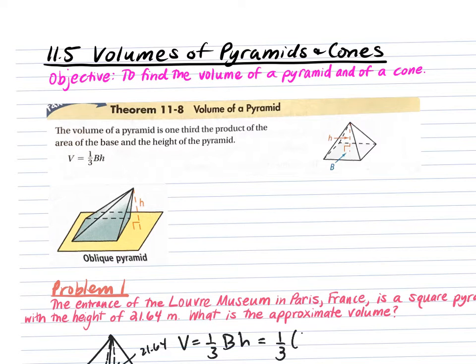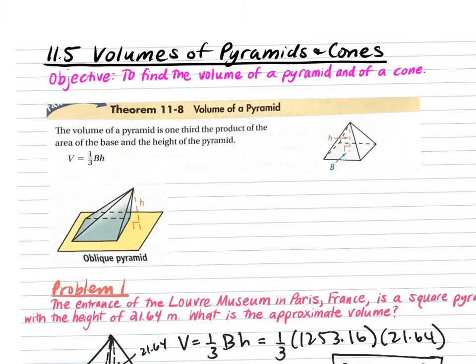Then we can just plug that into the formula. So 1/3 of 1253.16 times the height, which is 21.64. They want the approximate volume. So we multiply the big B times 21.64 and then divide that by 3, and we get about 9,039 meters cubed, for volume.